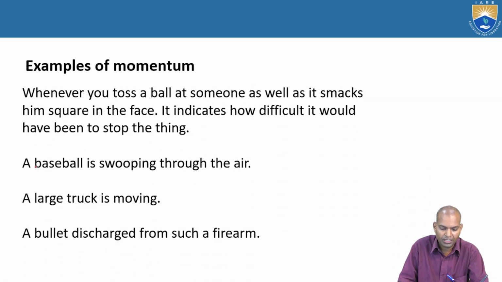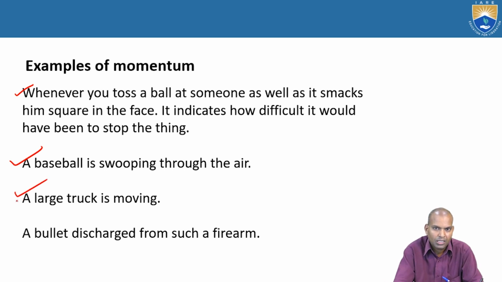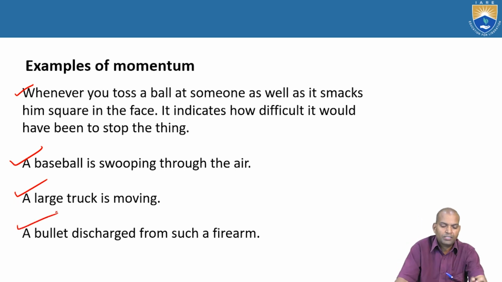Some of the examples are that whenever you toss a ball at someone and it smacks him square in the face, it indicates how difficult it would have been to stop the thing. That's the momentum if you want to stop. A baseball swooping through the air is also momentum. And if a large truck is moving with certain velocity, that is also having momentum. When a bullet is discharged from a firearm, it is also having a momentum. So these are certain examples of momentum.